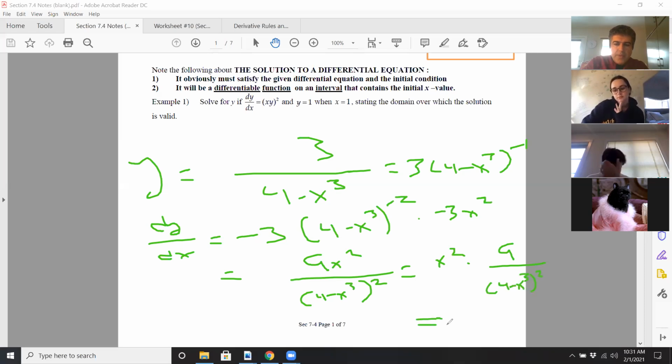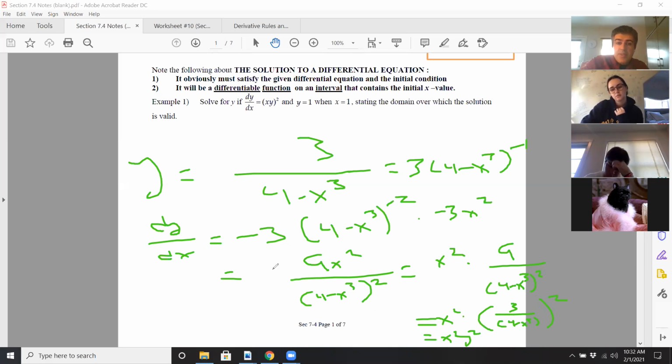Which actually would be this: 3 over 4 minus x cubed, and the whole thing being squared. Well, didn't y equal 3 over 4 minus x cubed? So you get back to x squared, y squared. So we know that this would work.